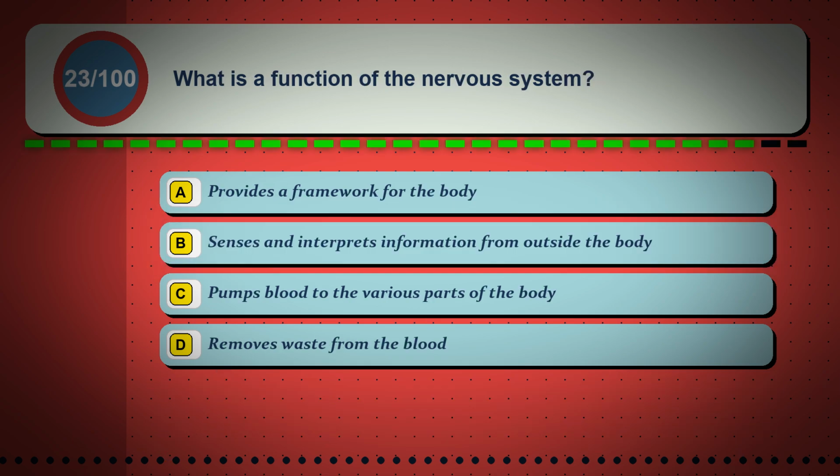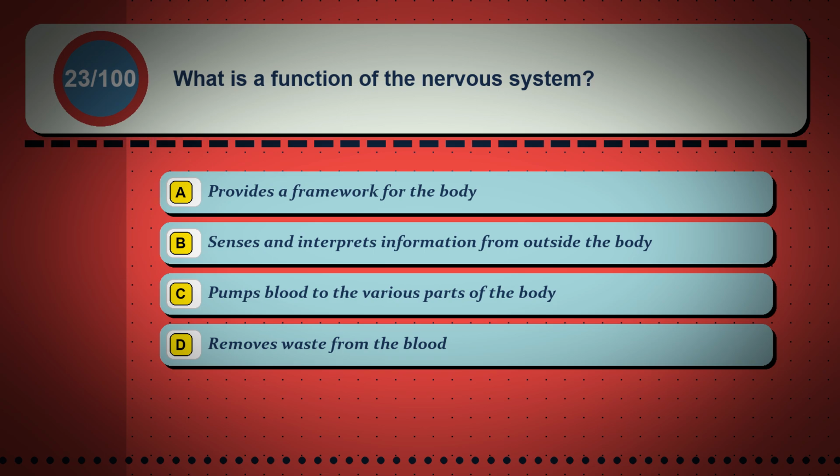Question 23. What is a function of the nervous system? Option A, provides a framework for the body. Option B, senses and interprets information from outside the body. Option C, pumps blood to the various parts of the body. Option D, removes waste from the blood.